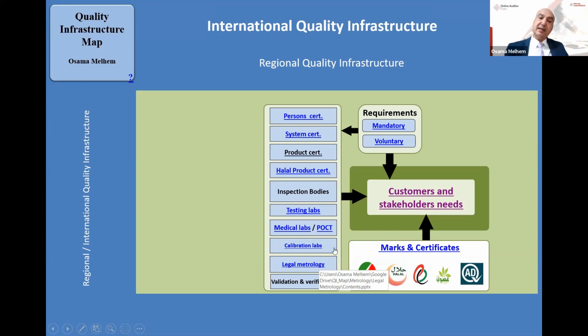So another category is legal metrology. Legal metrology is very similar to calibration labs, but the main purpose of the calibration lab is just to give you the bias between your instrument and the reference standard with a certain level of uncertainty and establish the traceability. While in legal metrology, this deviation, this bias has to fall within a specific limit.